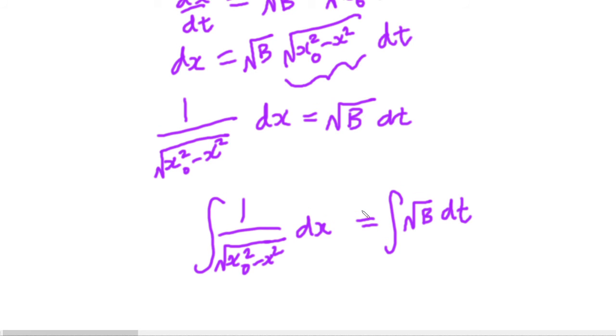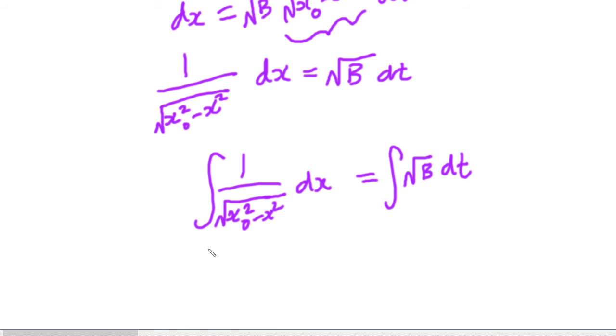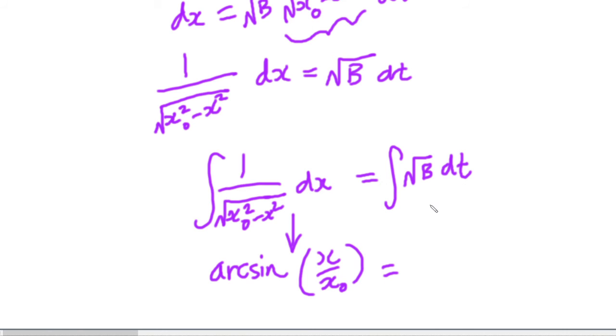And this integral I'm just going to do in one fell swoop because I already know that this is arc sine x over x0. If you are wondering how I reached that, please see part 0, episode 0 of this series. Arc sine x over x0 is equal to root b t plus c, where c is our constant of integration.